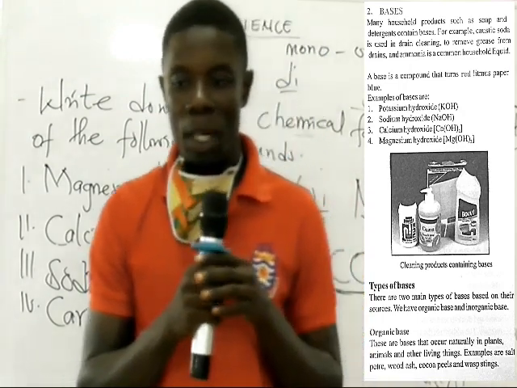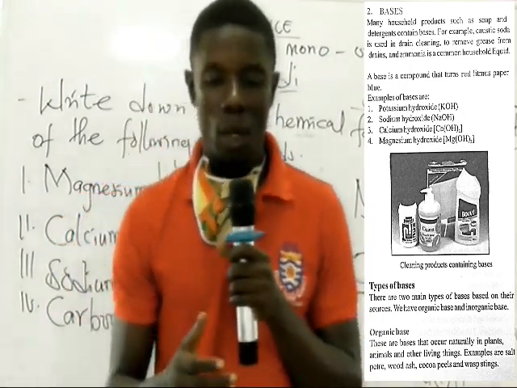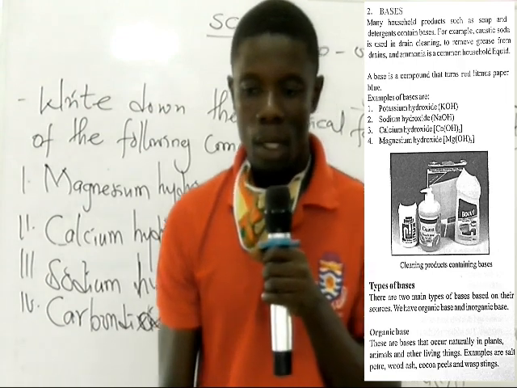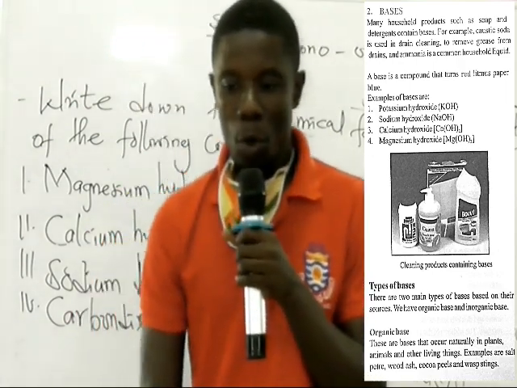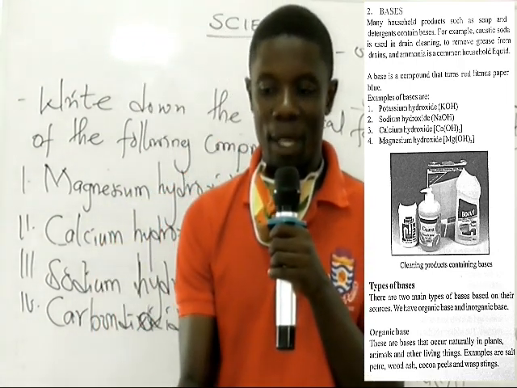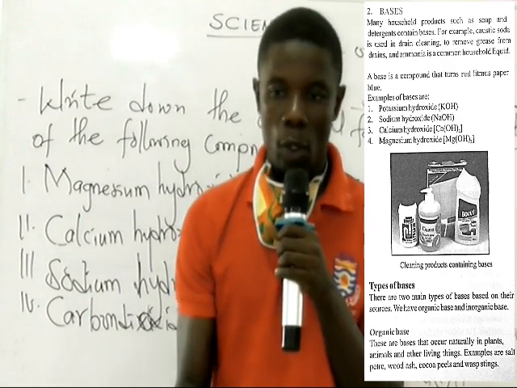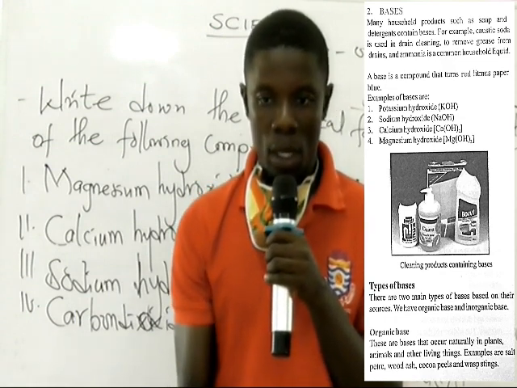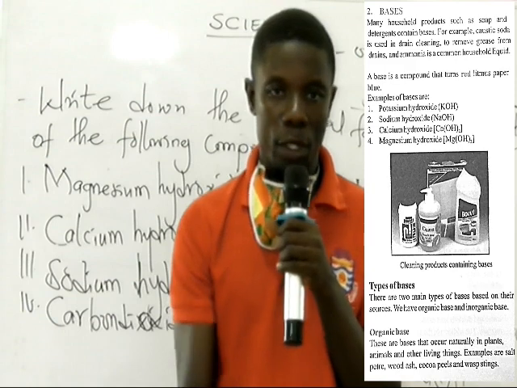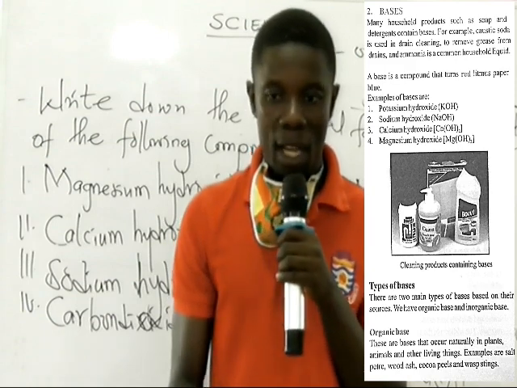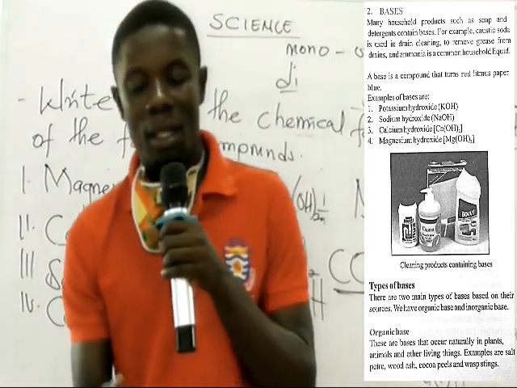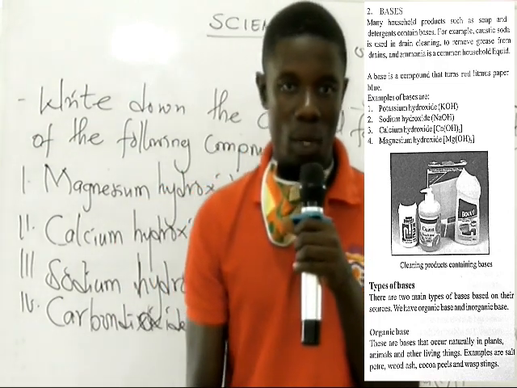So, we normally use bases in what? Soap industries. So, these are examples of what? Organic bases. For example, we have saltpeter. Saltpeter is used in food preservation. It is known as a keon in local language.